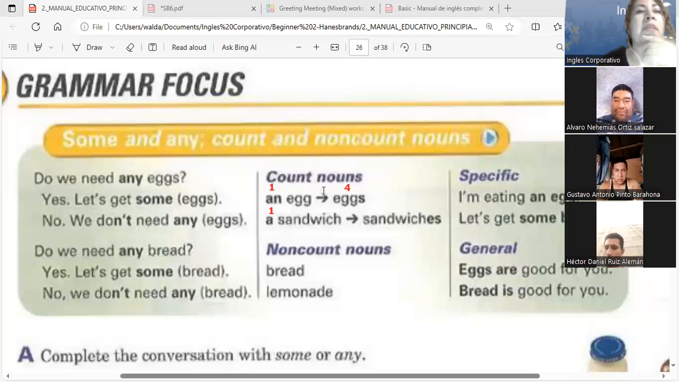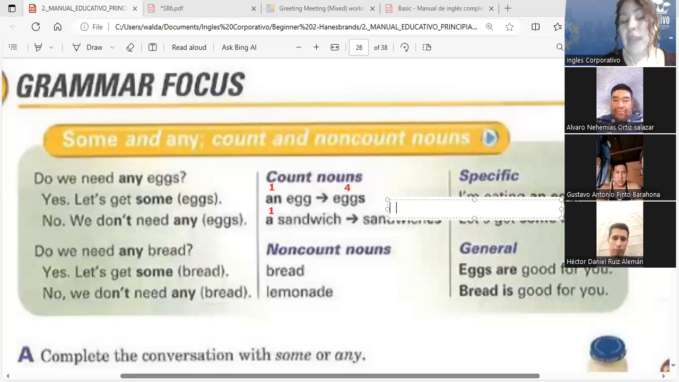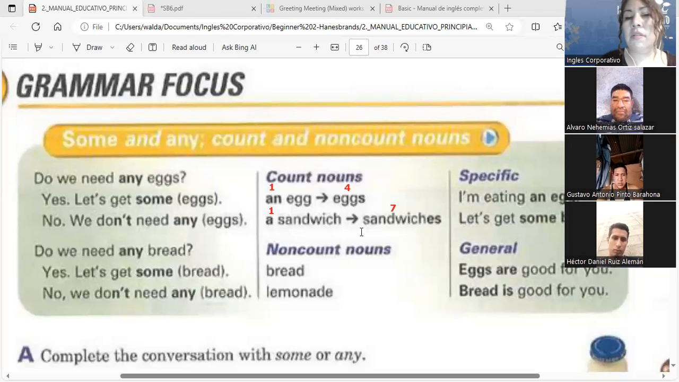Por ejemplo, no decimos I will eat one egg, decimos I will eat an egg. Or a sandwich, not one sandwich. Or sandwiches, we can put numbers like, I'm going to make seven sandwiches. Seven sandwiches. Okay? So I can put a number. Is that clear?